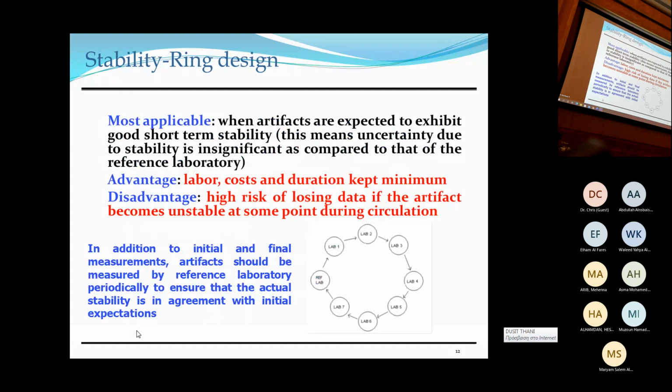Okay, what's the most applicable circulation scheme? It is the ring design. Artifacts are expected to exhibit good short-term stability. The advantage is that you keep costs and the duration to a minimum, but there is a risk of losing data if the artifact becomes unstable at some point during circulation.